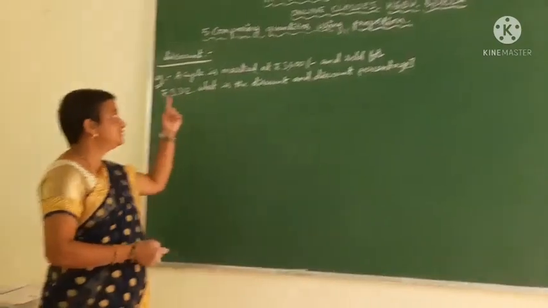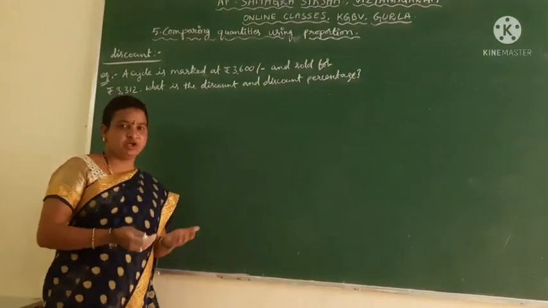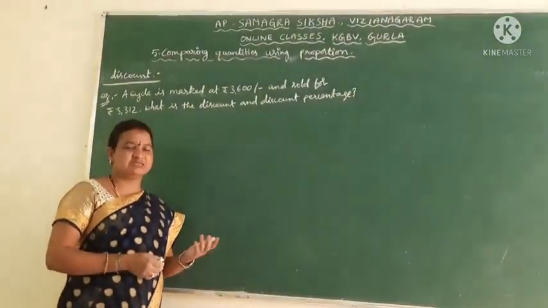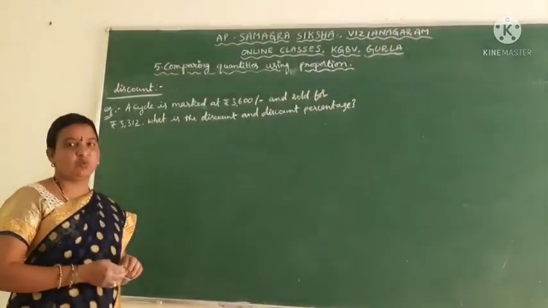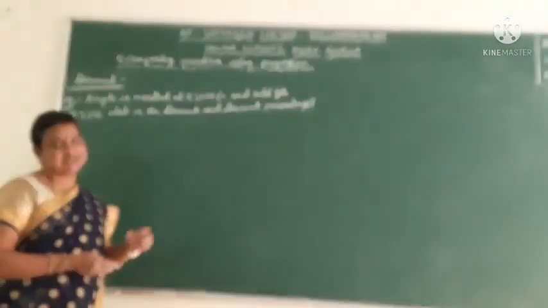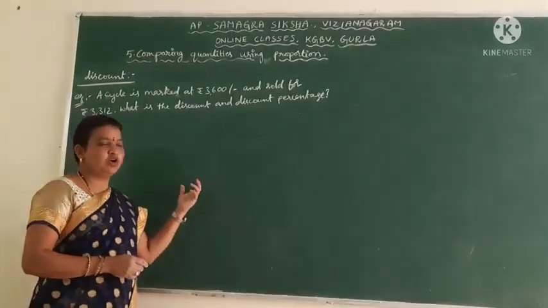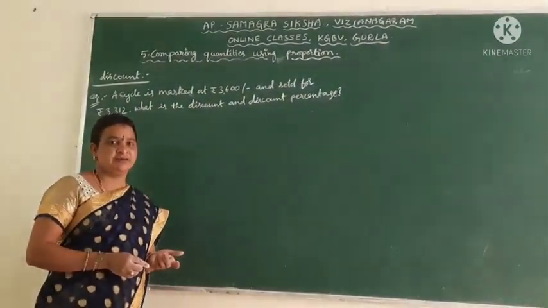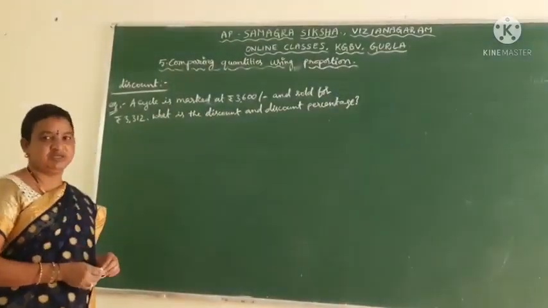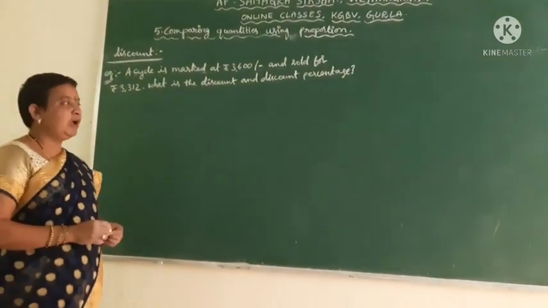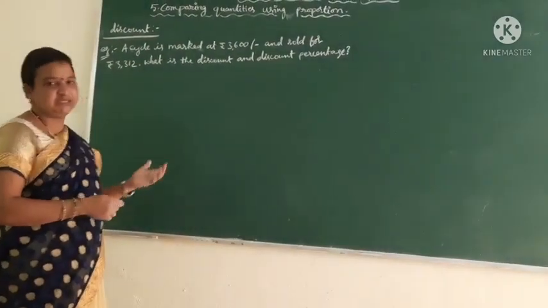Okay. Next topic is discount. Discount means if we go to a shop to buy some articles in the big shops and shopping malls, we see the price tags on the articles. Those are the market price, also called catalog price or list price. In this, he gives some discount. Then we buy that article.